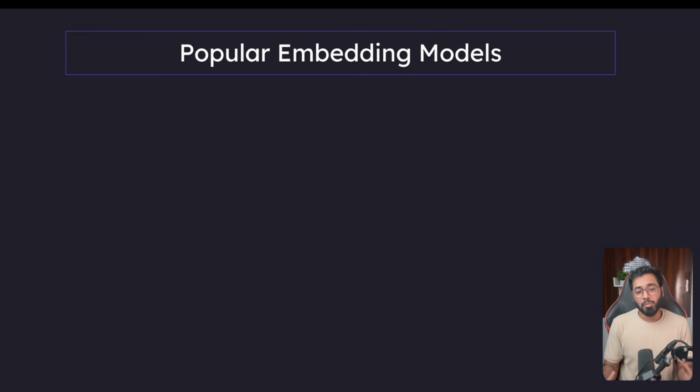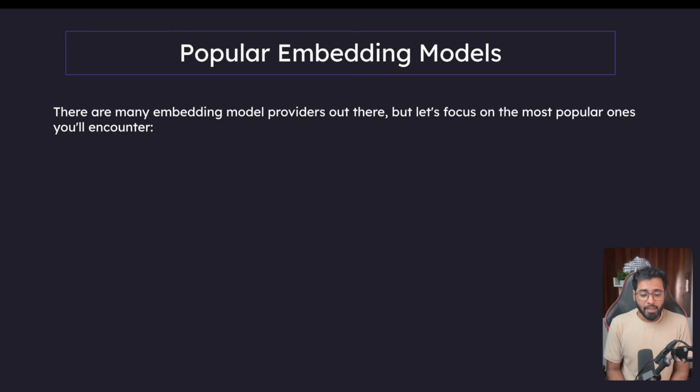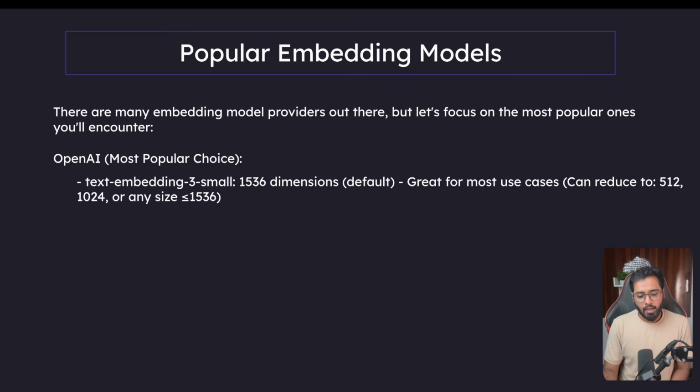Let's look at some of the popular embedding models out there. There are many embedding models, but let us focus on the most popular ones you will encounter. The first one is obvious, OpenAI's, which is the most popular choice. And OpenAI provides 2 very popular models. We've got the text embedding 3 small model, and the default dimensions it provides is 1536 dimensions. It is great for most use cases, but we can reduce it to 512 dimensions, 1024 dimensions, or anything below 1536.